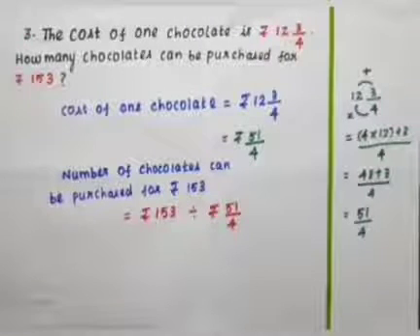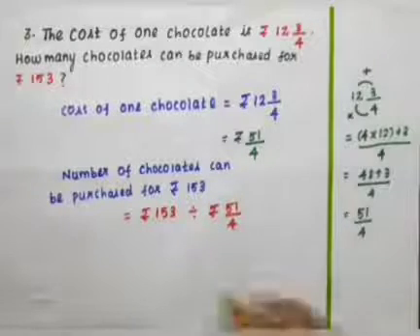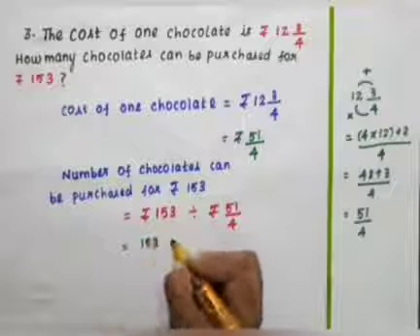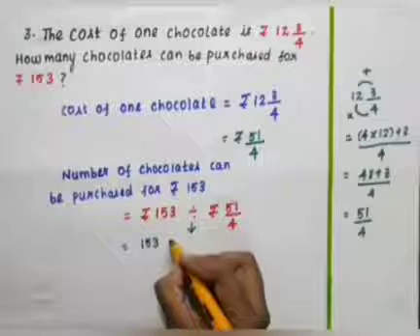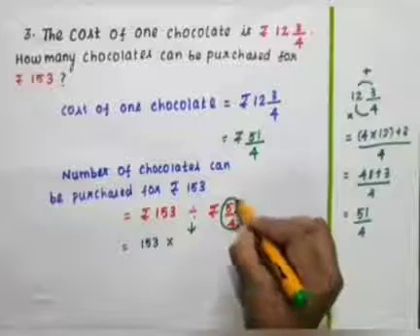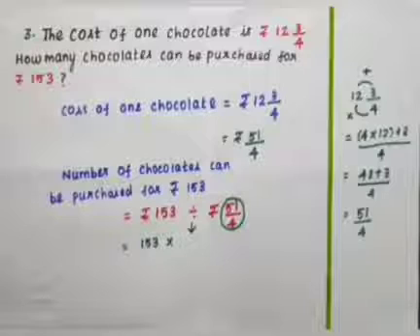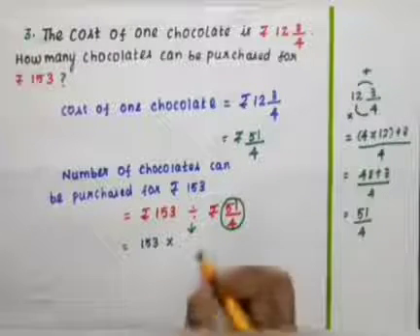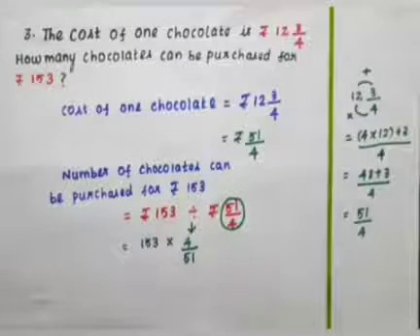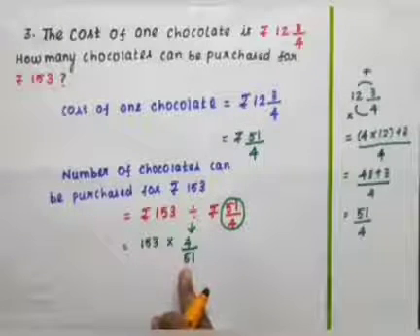Now, we have to divide this by using the tip keep, change and flip. This is equal to keep 153 as it is, change division into multiplication and flip the second fraction, that is, taking the reciprocal of this fraction. The reciprocal of 51/4 is 4/51. Now, we are going to multiply 153 by 4/51.